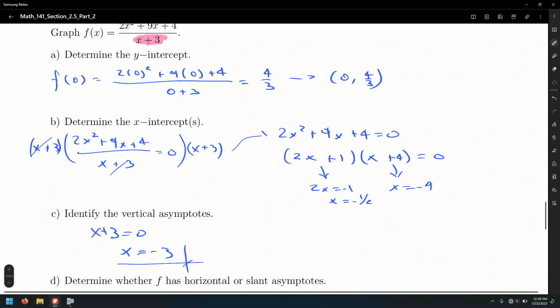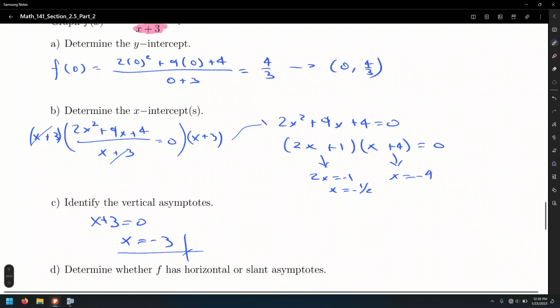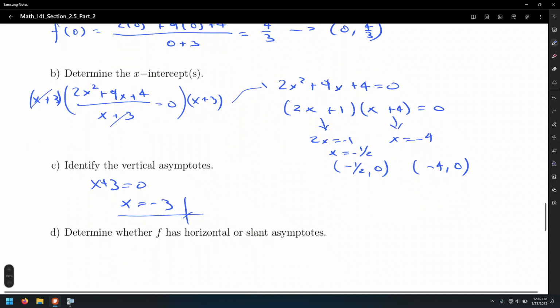And again, before we move on, let me go back to the previous part, to part B. Notice I just gave you the x values for where the function crosses the x-axis, but we should write this as ordered pairs, in fact, not just x values. All right.